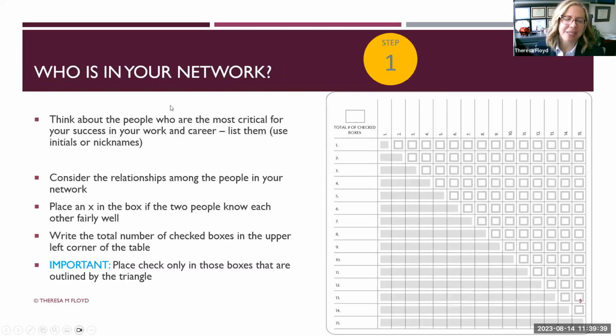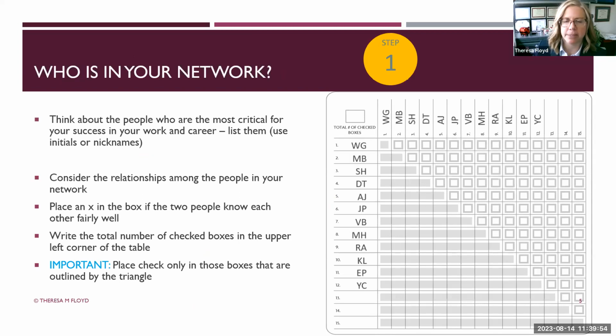So the first step is to think about who is in your network right now. Think about the people who are the most critical for your success in your working career and list them. You can use initials or nicknames. You don't need to use full names. Just make sure that you can remember who each one is. And so you're going to list them on the column and on the row above.